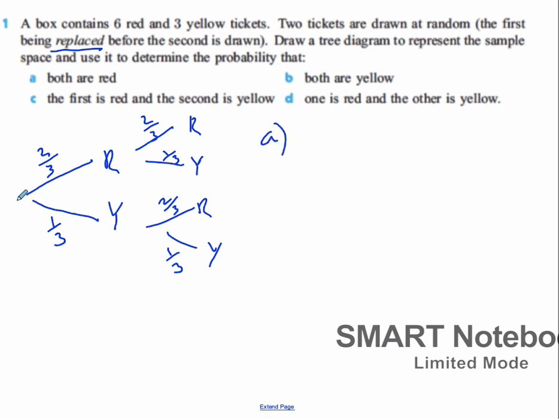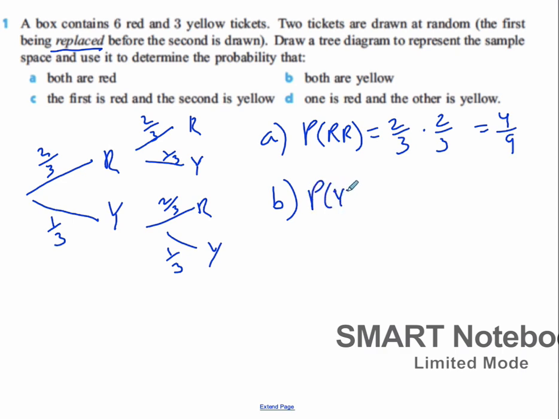Probability both are red? Well, that's this branch right here. So the probability both are red is going to be equal to 2/3 times 2/3, which is 4/9, or about 44%. Both are yellow? Well, that's this branch down here. That's the probability of yellow-yellow, which equals 1/3 times 1/3, which equals 1/9.